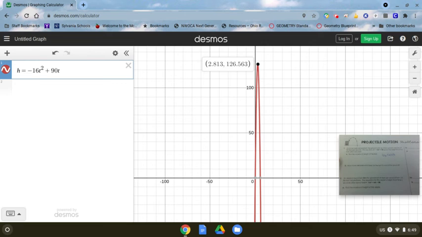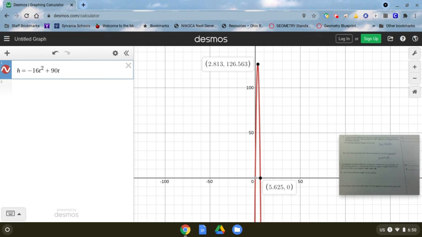In letter B, it says how many seconds will it take for the ball to reach the ground? This is not reaching the ground. This down here is reaching the ground. See how y is 0 right here? That's because it's on the ground. How long did it take to get there? It took 5.625 seconds.